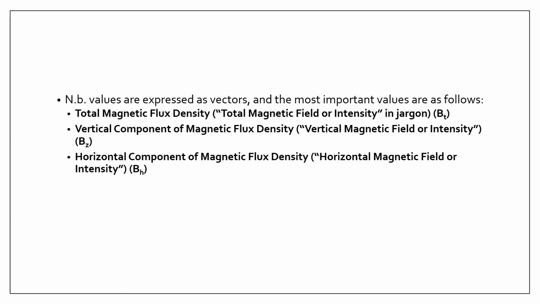Note that all these values are typically expressed as vectors. So in magnetic methods, direction is important, because magnetic field has a polarity. It has positive and negative directions.